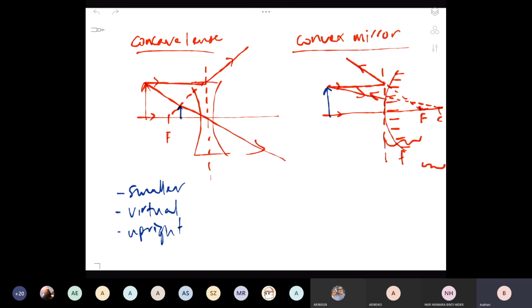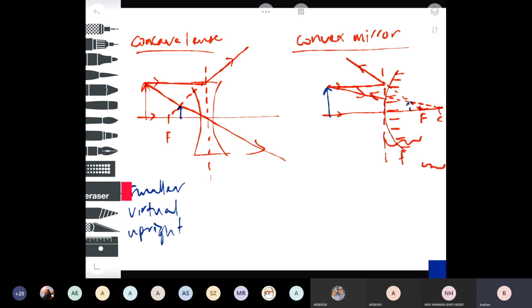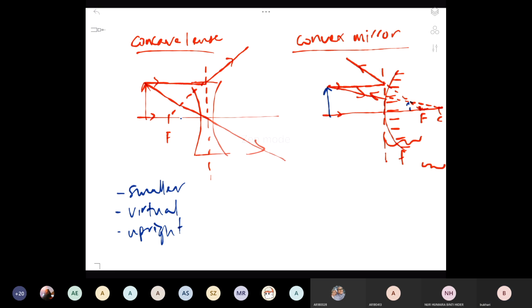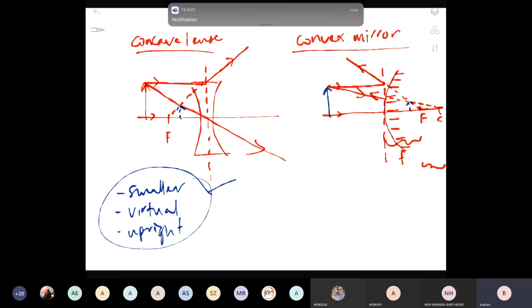Here is the intersection. And remember to draw dotted line because that is a virtual image. Actually, this one also you need to draw dotted line. Okay, this one should be dotted line because it is virtual image. What about the characteristic? The same characteristic here, the same thing.